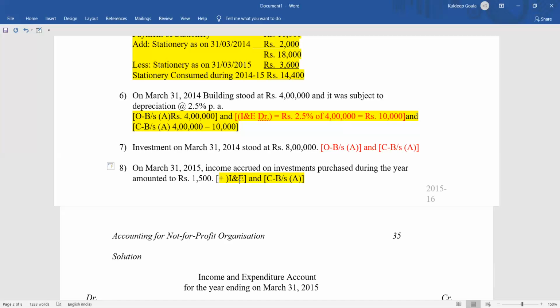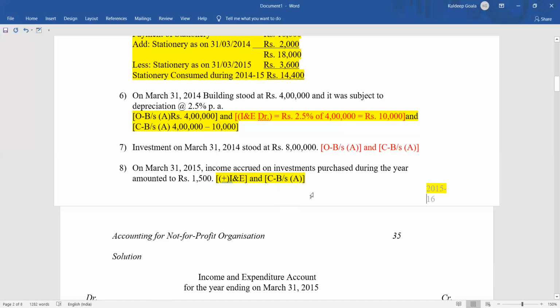Okay, is it clear, everyone? I hope all of you have understood this point. Okay, this is the conception of last year's profit and loss account. Okay, that is the conception.